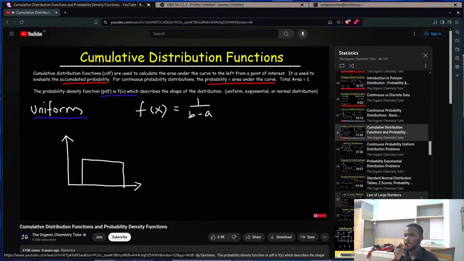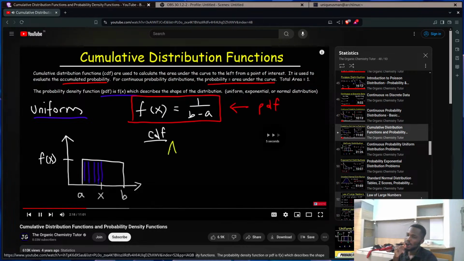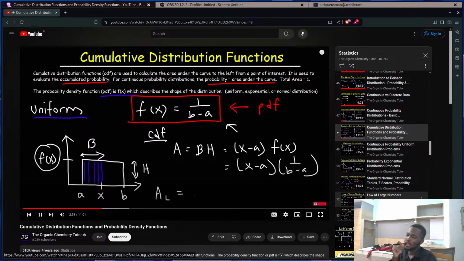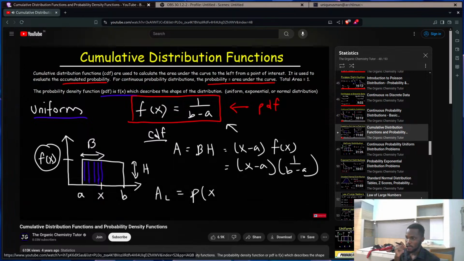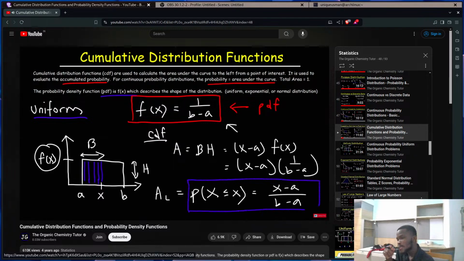You'll see something that looks like this. So this is f of x. So we have this one, the probability that the random variable capital X is less than or equal to some number is going to be x minus a over b minus a. So this function right here, highlighted in blue, this is the CDF. That is the cumulative distribution function for a uniform distribution. It gives us the area to the left of some value x. In a PDF, it's just f of x. For uniform distribution, that's 1 over b minus a.